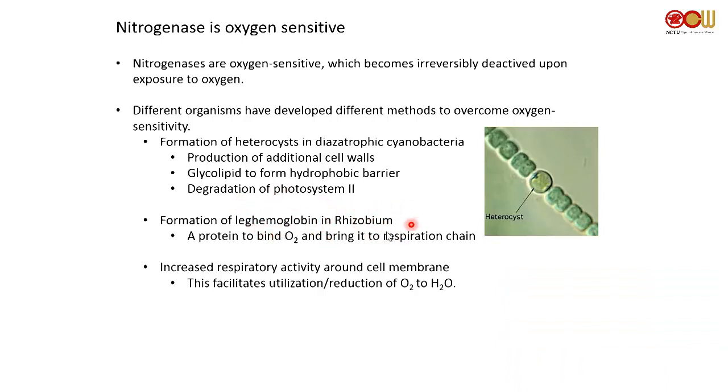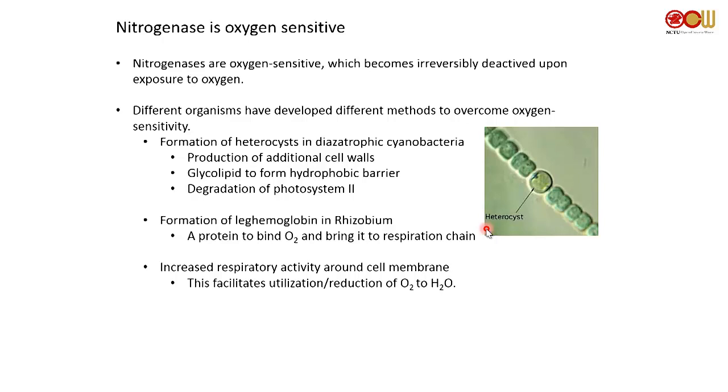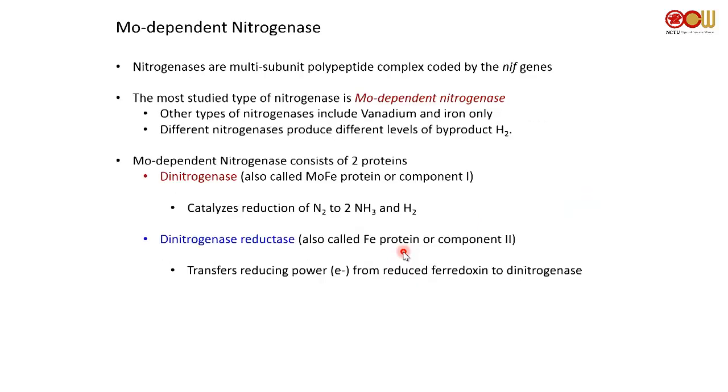Additionally, you can have leghemoglobin in rhizobium, the bacteria that I showed you here. They can form a protein that binds to molecular oxygen. It looks just like your myoglobin and hemoglobin. Hemoglobin binds to O2, and similarly these also bind to O2. They bind to O2 and then immediately bring it to your ETC, so very quickly you quench your O2 and use it all up. You can also have increased respiratory activity around the cell membrane, such that when O2 comes in to the cell membrane, it is immediately quenched to water. So inside the cell, they remain anaerobic. These are some of the mechanisms they use to deal with oxygen sensitivity.